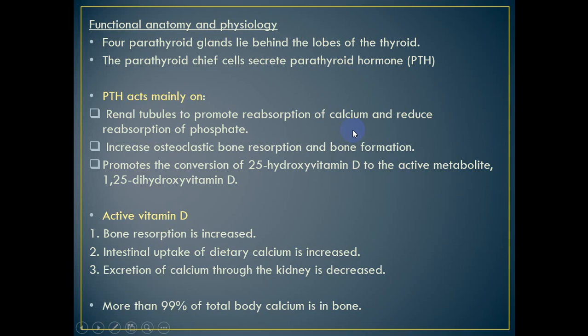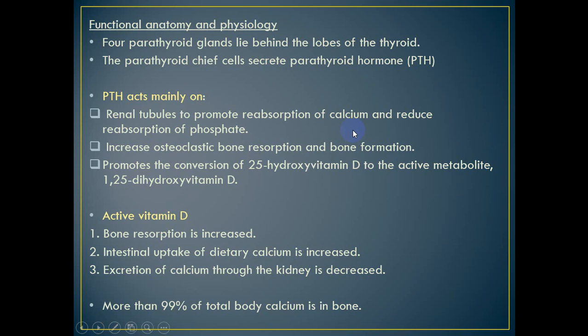Number 3, it acts on the kidney to promote the conversion of vitamin D from its inactive form, 25-hydroxyvitamin D, to its active metabolite, 1,25-dihydroxyvitamin D. And by activation of vitamin D, the following actions will be obtained. Number 1, it also increases bone resorption. Number 2, it acts on the small intestine to increase calcium absorption from the diet. Number 3, it acts on the kidney to increase excretion of calcium.